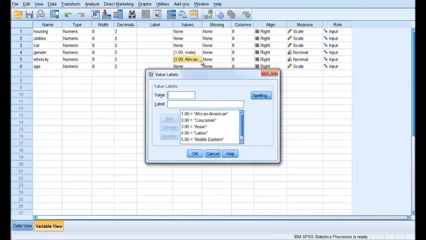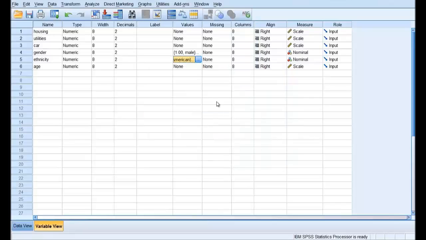Also for ethnicity, there are 6 ethnicities. We have 1 is African American, 2 is Caucasian, 3 is Asian, 4 is Latino, 5 is Middle Eastern, and 6 is Pacific Islander. So these are all categories that I measured in this data set, and I wanted to set certain numbers for these categories so SPSS is able to read them.